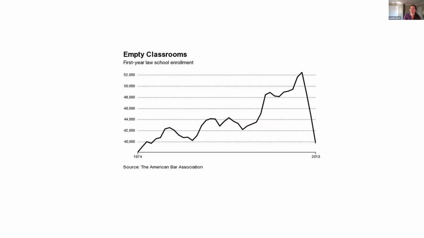Here is an article from Business Week back in 2014 that's intended to communicate the idea that law school enrollments are absolutely tanking. What you can see is a strong downward trend at the very end of the graph, but I am guessing that in 1974, there were a non-zero number of lawyers in classrooms, and in 2013, there were also a non-zero number of lawyers in classrooms.